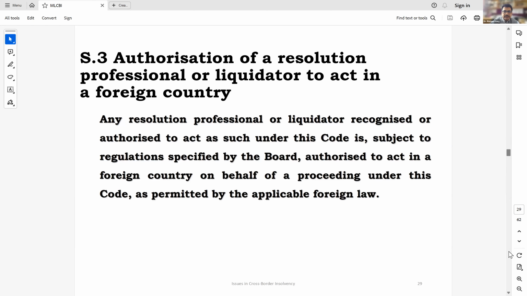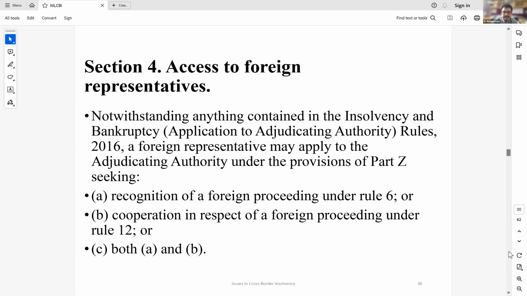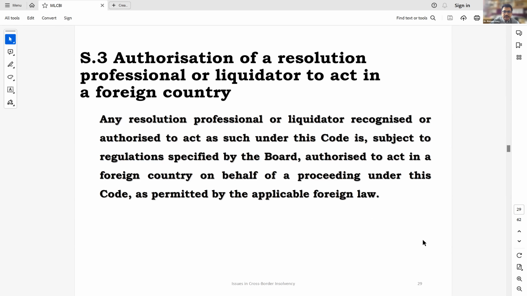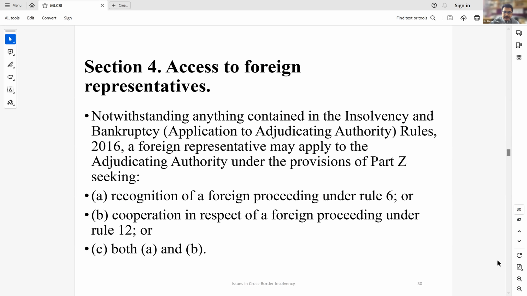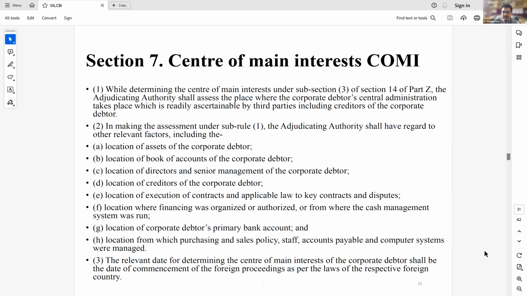So these are some of the provisions. So authorization of resolution professional or liquidator to act in a foreign country, then access to foreign representatives. Then section 7 is on center of main interest. So these are the grounds on which the center of main interest will be determined.